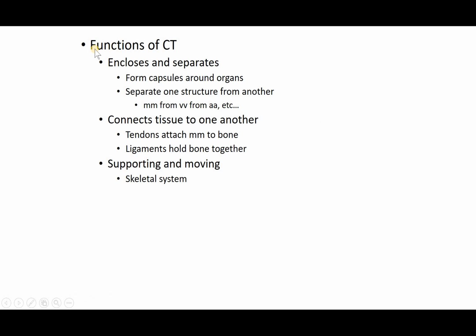Okay, test question, function. The function of connective tissue is to enclose and separate. It forms capsules around organs, separates one structure from another. For example, your muscles are separate from your veins, are separate from your arteries, are separate from nerves, are separate from lymphatic vessels, and so on. If you notice, these things are not necessarily connected, like an artery isn't really connected to a vein, they're separate. And there's connective tissue that allows for that separation.